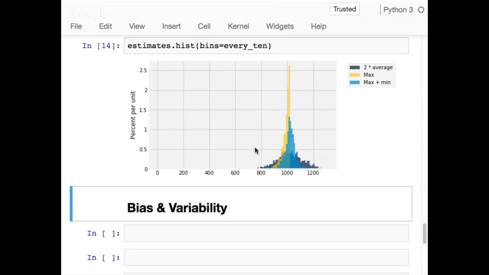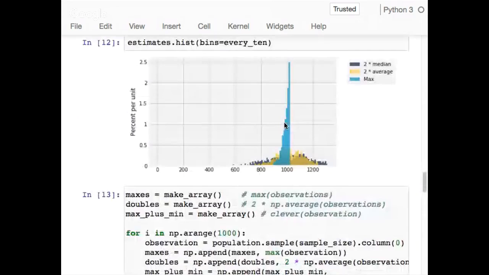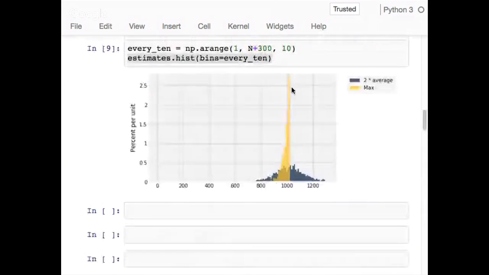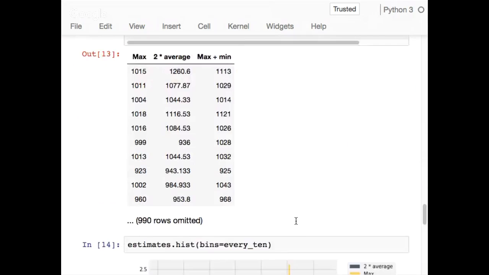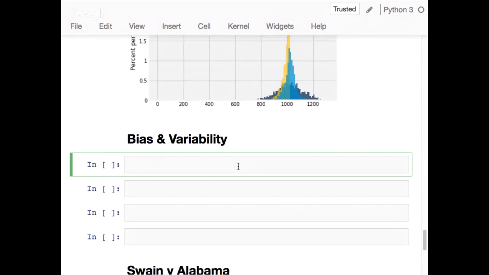So let's take a look at my max. Just the yellow. Let me scroll up. Maybe it's a little more clear. OK, so here we go. Here's just the max. The mean of my max of these estimates is probably right here, maybe like 980. I can look at how far away these values are on average from that.